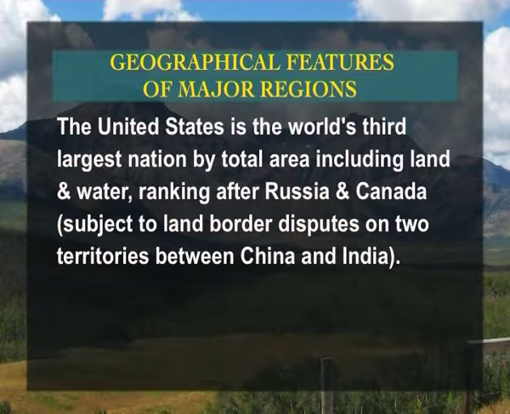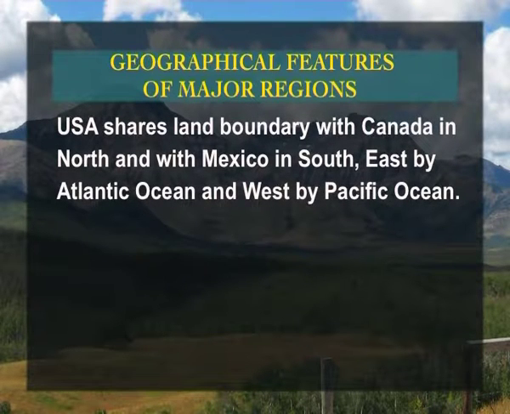The United States is the world's 3rd largest nation by total area including land and water, ranking after Russia and Canada, subject to land border disputes on 2 territories between China and India. USA shares a land boundary with Canada in the north and with Mexico in the south, east by the Atlantic Ocean and west by the Pacific Ocean. The diverse geographical features of this vast country produced huge opportunities for different tourism activities.